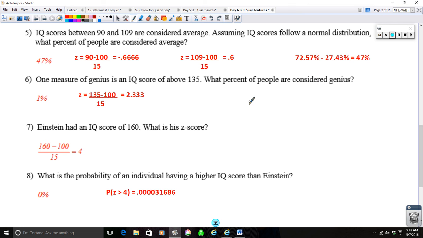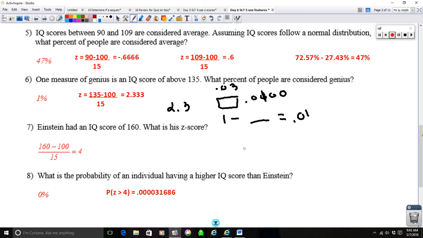Percentage that are genius, a z-score of 2.33. So again, you're doing normal CDF of 2.33, 1 e to the 99th power, and you get 0.0100, because that is 1%. Alternatively, go to 2.3 in your chart and 0.03 up here, and where they intersect is the area to the left, and 1 minus that would be the area to the right, which would be 0.01 or 1%.